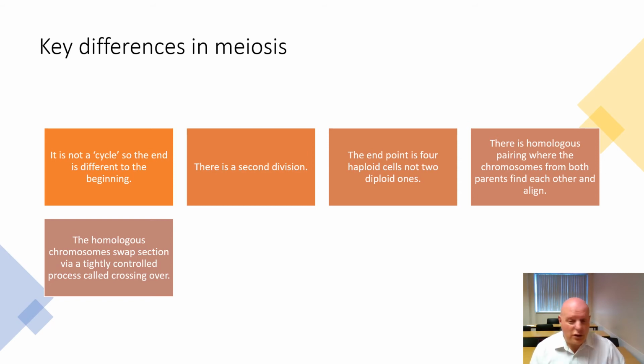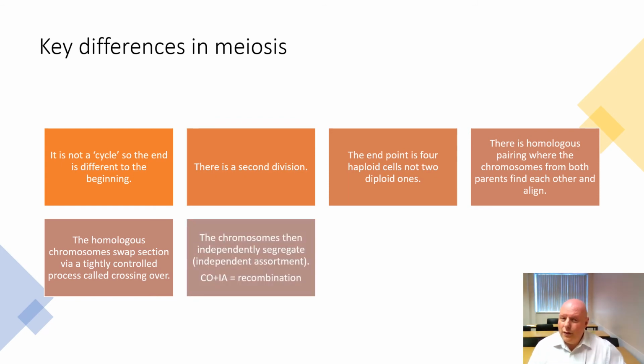There is homologous pairing in meiosis, where the chromosomes from both parents find each other and align. And those homologous chromosomes swap sections via a tightly controlled process called crossing over. And crossing over has a physical aspect to it, which is what we're looking for, which is the development of chiasma.